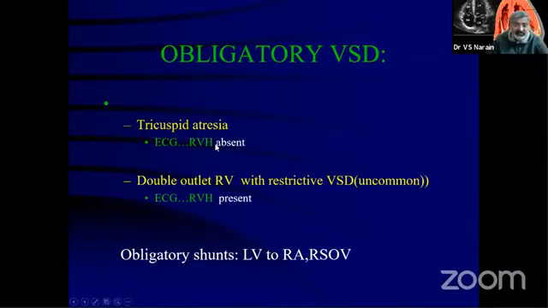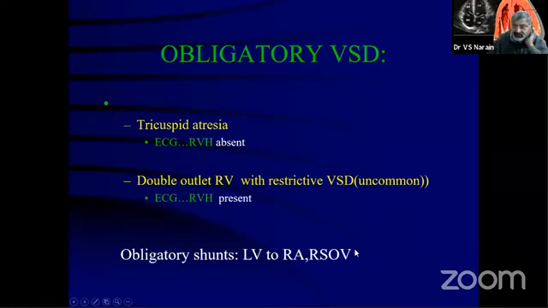If you have an ECG which is showing left ventricular hypertrophy and the RVH is absent, it is tricuspid atresia. And if you have an ECG showing right ventricular hypertrophy, it is double outlet right ventricle. So for obligatory VSDs in TA and DORV, the difference would be no RVH in tricuspid atresia and RVH in DORV.